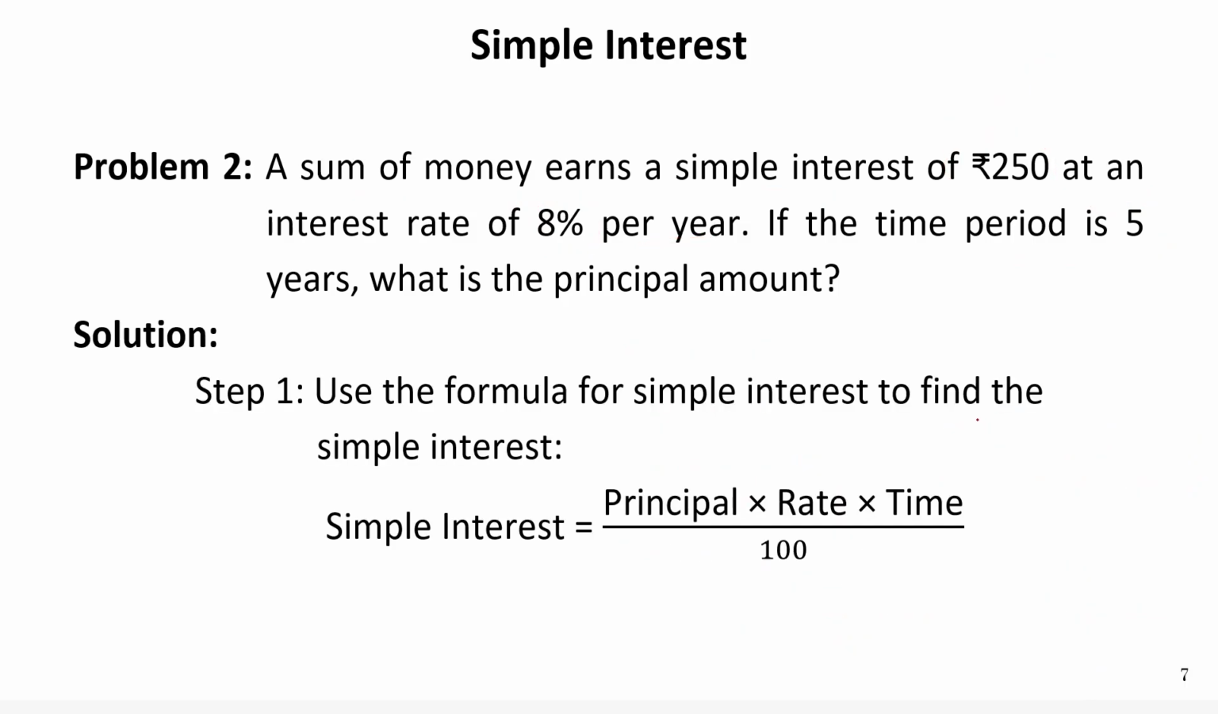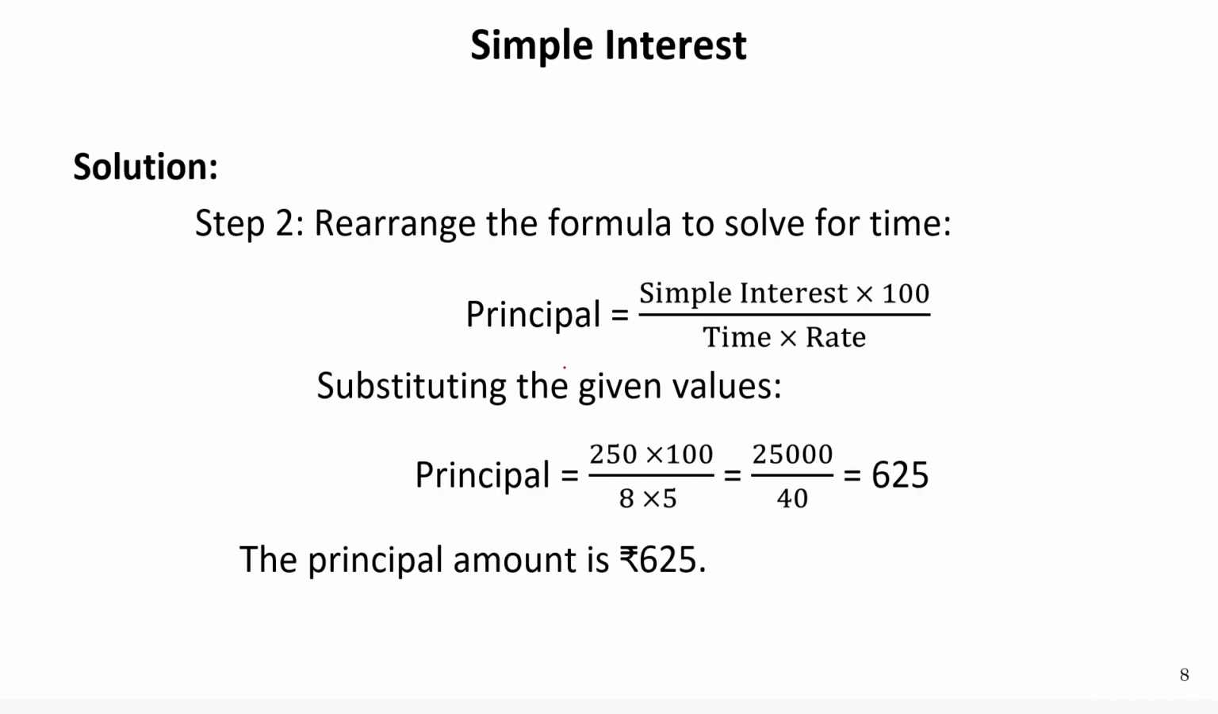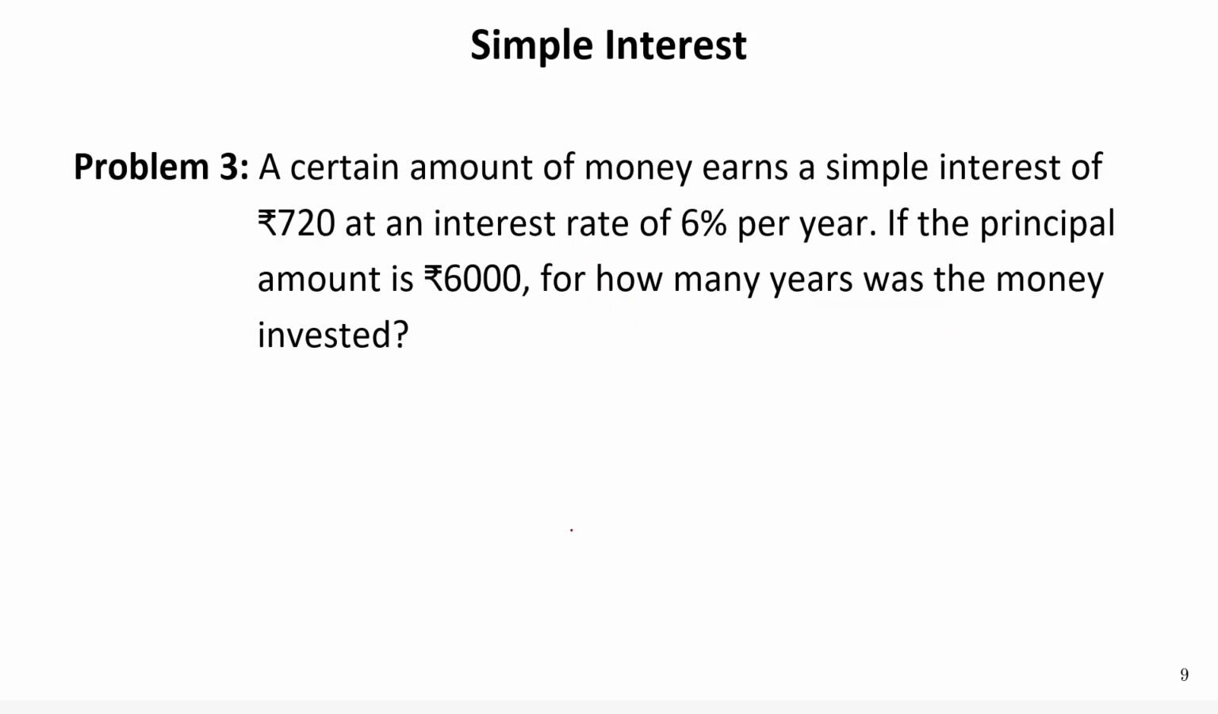So let's see. Simple interest is equal to principal into rate into time by 100. So principal is equal to simple interest into 100 by time into rate. If we take the principal to the LHS because it is the unknown part and all the known parts to the right hand side, we are left with this formula. Substituting all the given values, we get 250 into 100 by 8 into 5, which is 25,000 by 40, which is 625. So the principal amount is 625.